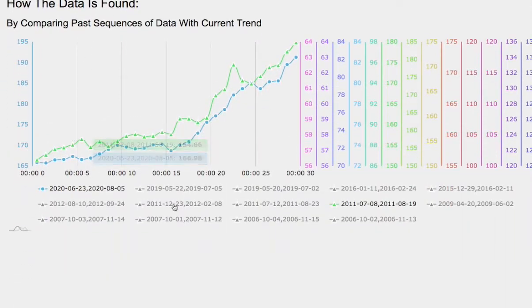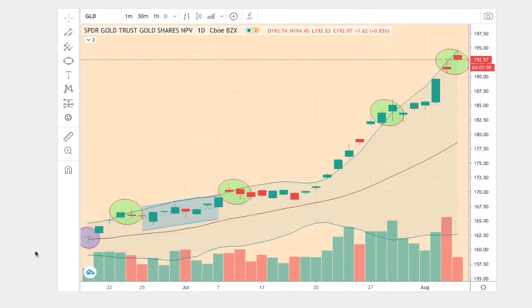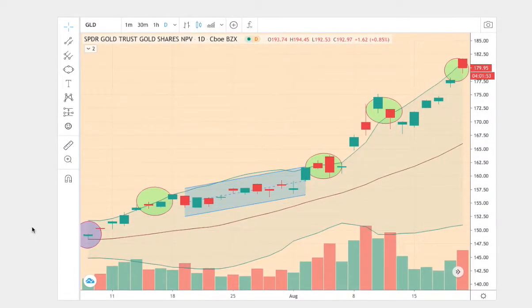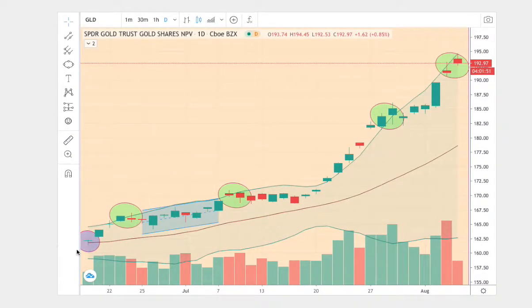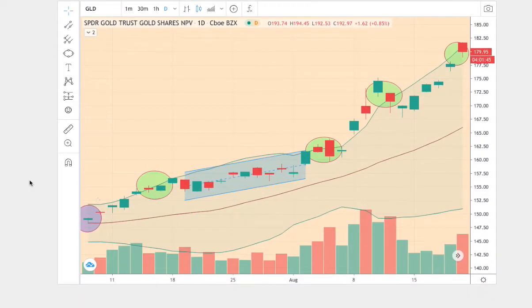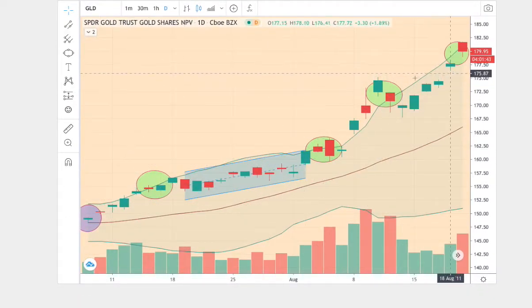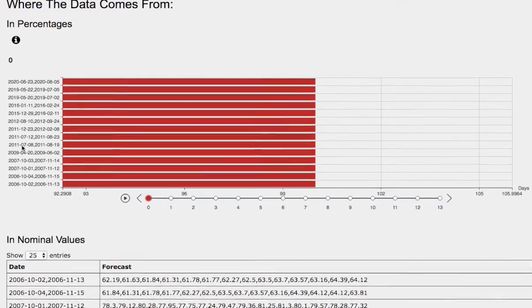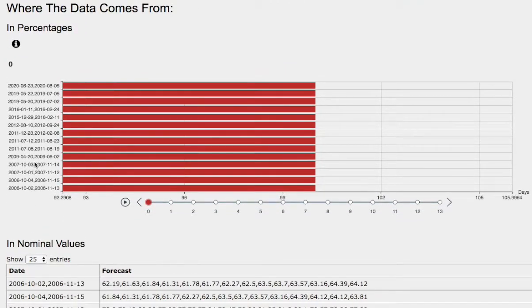First, let's check the line graph. The blue line is our current trend, and the line overlapping it happens to be the best match. So right here we have our current trend, and the trend below is the one that we found on the line graph above. So let's compare both trends. On the current trend, we have 1, 2, 3, 4, 5, 6 points. And on the trend in question, we also have 1, 2, 3, 4, 5, 6 points. So there's reason to believe if the trends and patterns are somewhat the same, the outcome and forecast should be fairly the same.